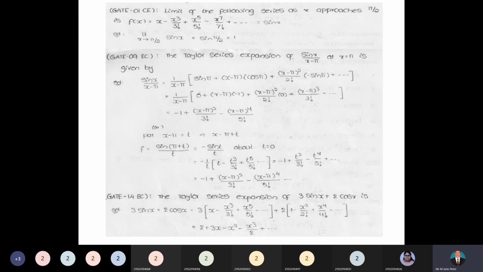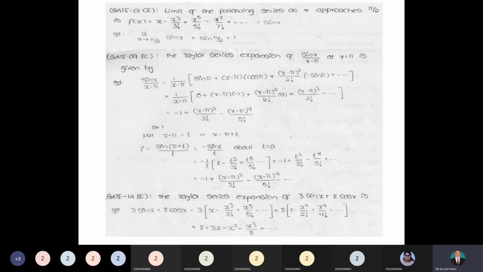Find the limit of the following series as x approaches pi by 2. So f of x equal to x minus x cube divided by 3 factorial plus x power 5 by 5 factorial minus x power 7 by 7 factorial plus and so on. The given one is nothing but the sin x series. So if x approaches pi by 2, what will be the value of the series? We take the series equivalent function, that is sin x.